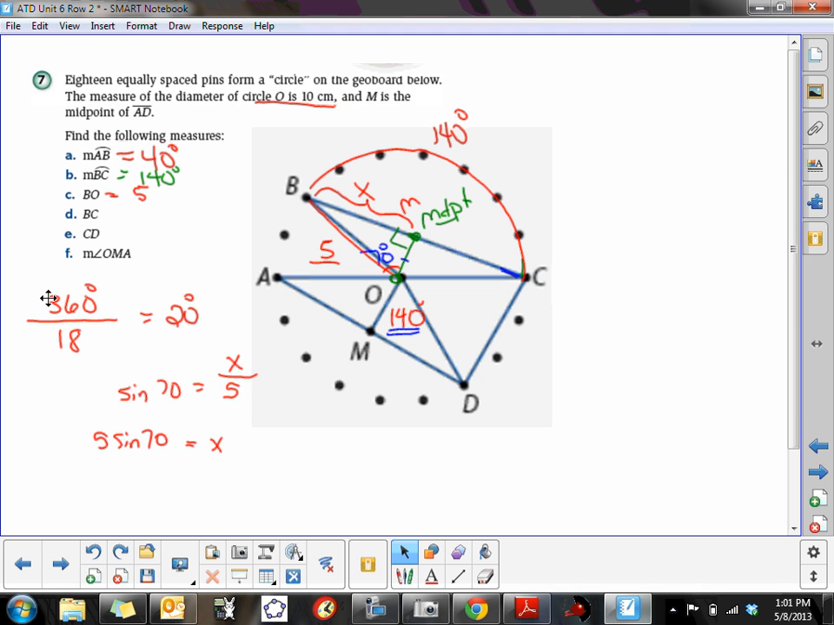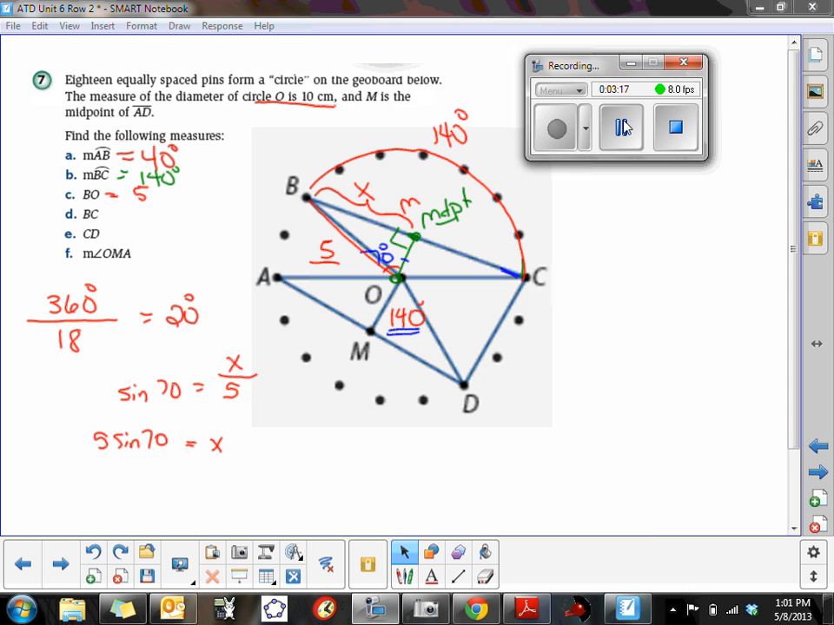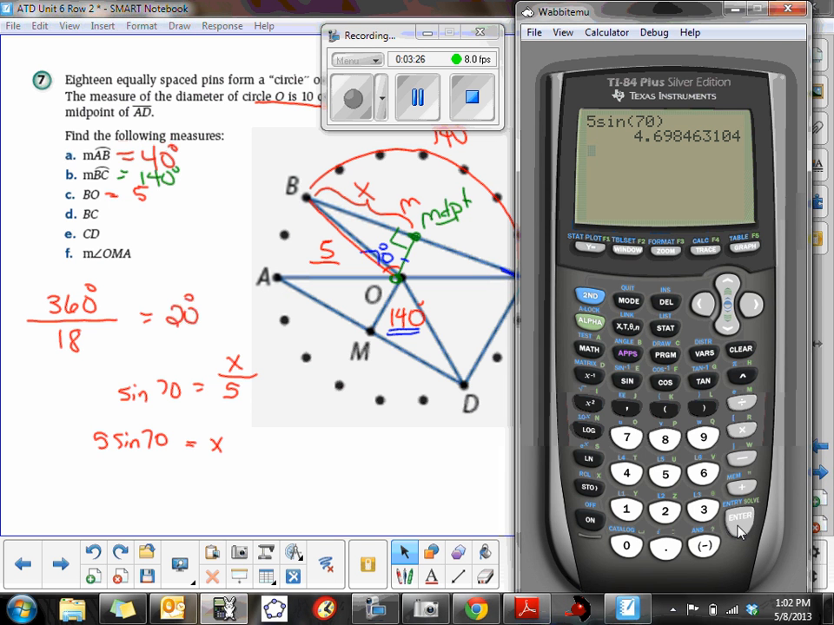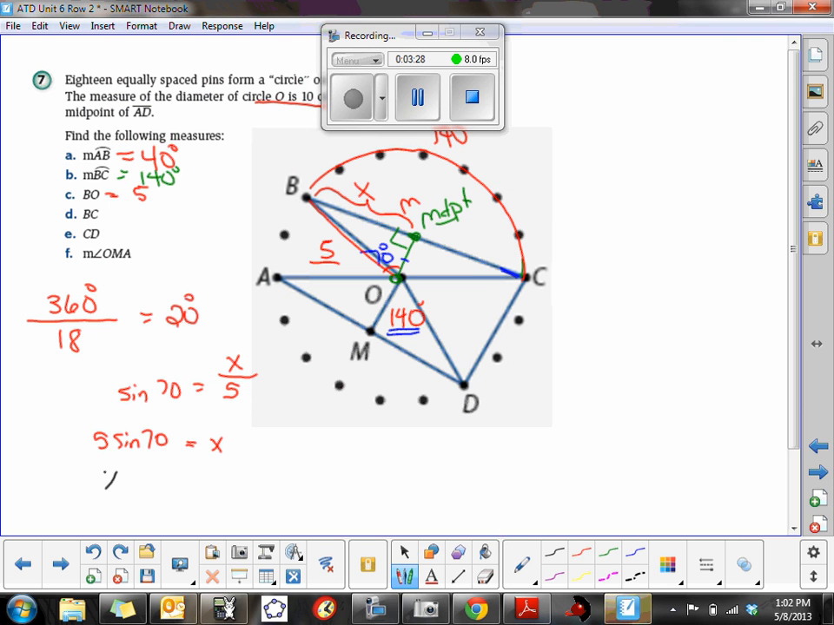I don't have my calculator out, so I'm going to pull out the calculator and do that calculation quick. I'll be right back. Okay, I grabbed the calculator, got it up, and I'm going to type in 5 times the sine of 70. It equals 4.69, so I'm going to round that to 4.7. So the length of that segment is 4.7.